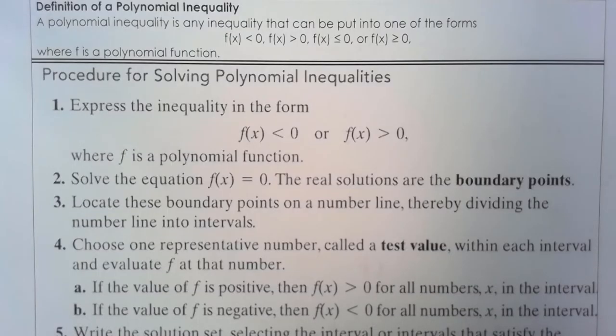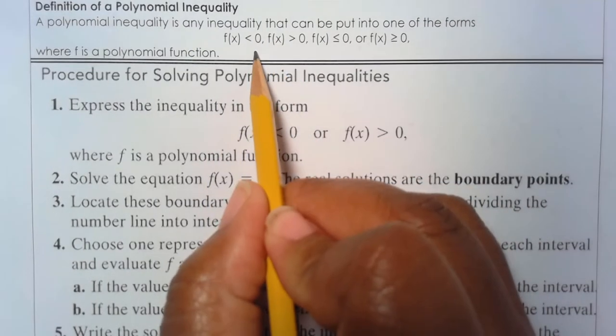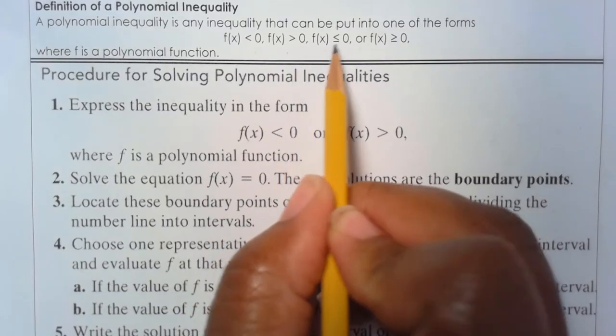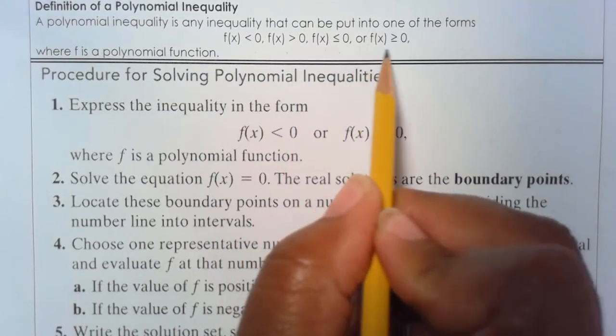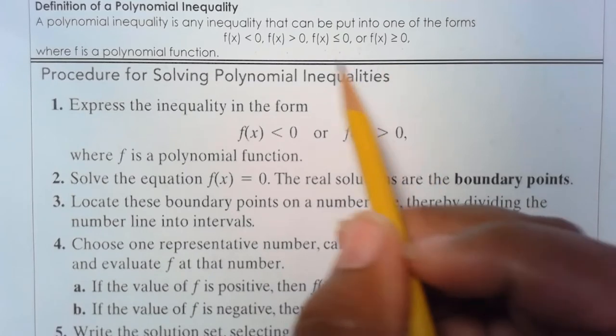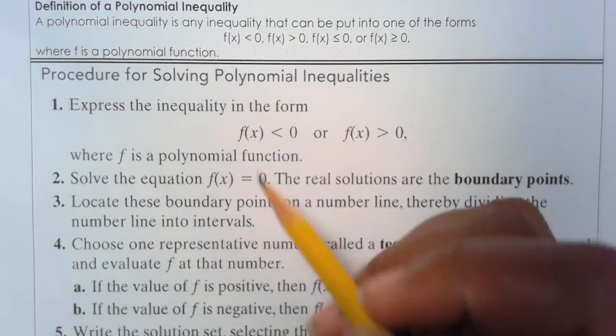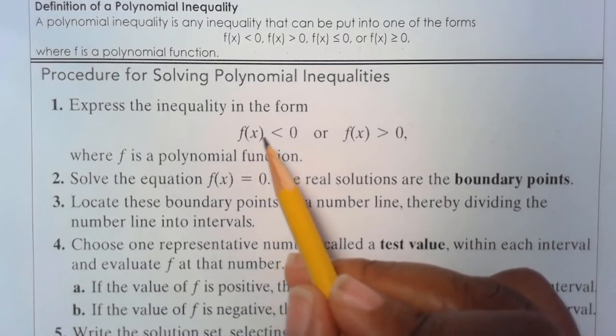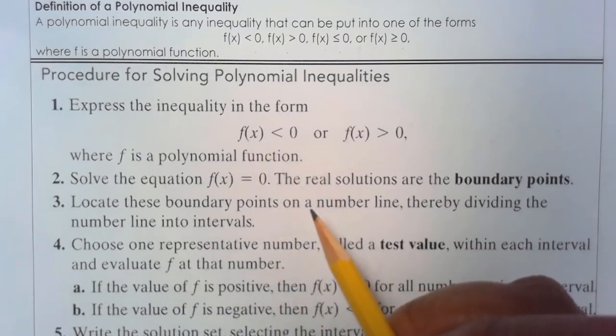All right, so we're going to look at how to solve a polynomial inequality. A polynomial inequality is any inequality that can be put into one of these forms: f of x is less than 0, f of x is greater than 0, f of x is less than or equal to 0, or f of x is greater than or equal to 0, where f is a polynomial function. Notice here we have the procedure for solving polynomial inequalities.